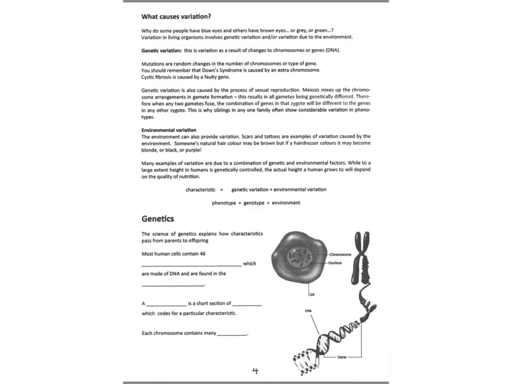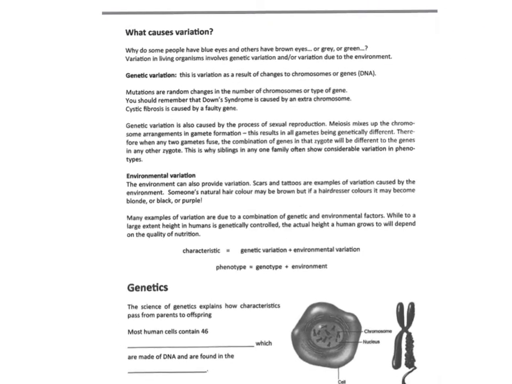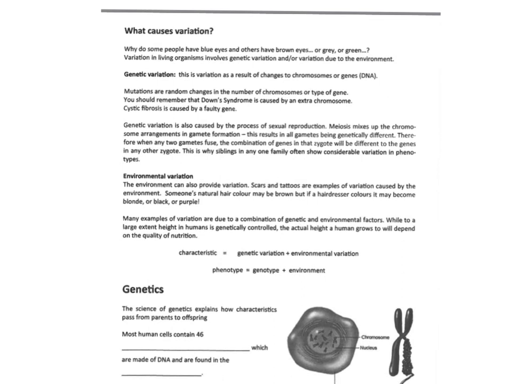Now, let's get back to our notes. So we're on page 4 in your book, and we've really talked about what causes variation. So it would be sensible to maybe highlight genetic variation. We're looking at DNA, your genes. But we've got mutations and we've got sexual reproduction, because we're talking about meiosis there, mixing up the combinations of chromosomes. And then we've got environmental variation, and what do we mean by that? Could be scars, tattoos, their hair colour, all those kind of things.